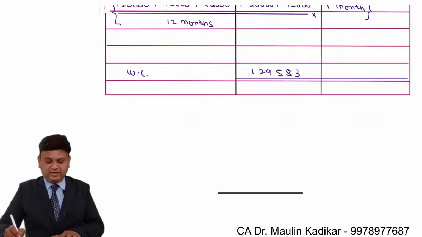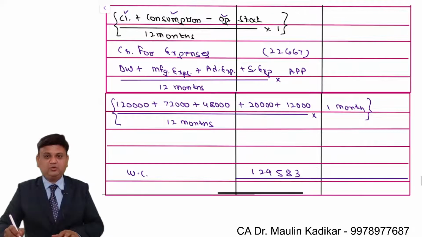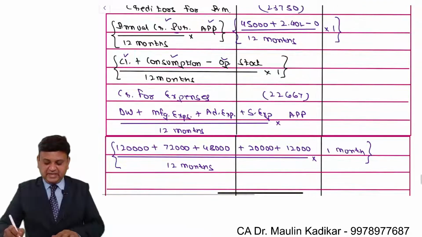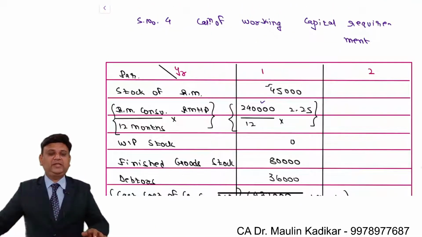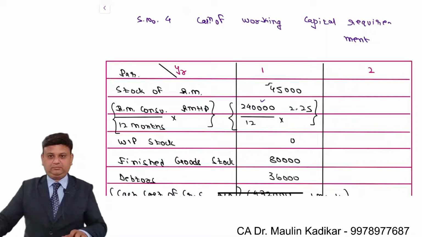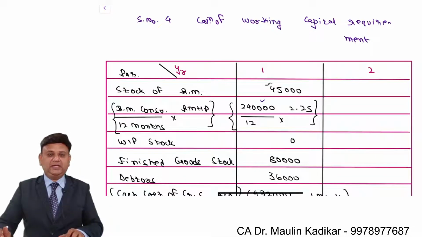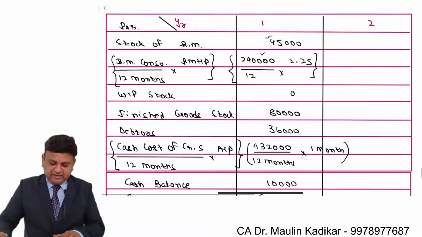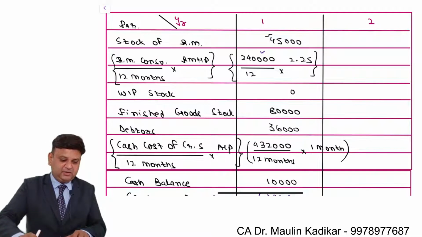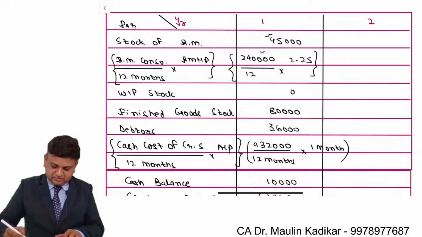Whatever we have done for year 1, similarly we are required to do for year 2. I request all of you to complete the answer for year 2 and put your answer in the chat box. Let us see how to compute the working capital requirement for the second year. Again, we will start with the consumption of the raw material. It is 9,000 into 40, 3,60,000. That is the consumption of the raw material.